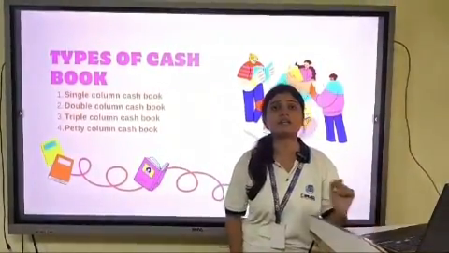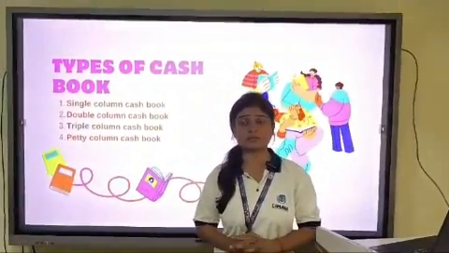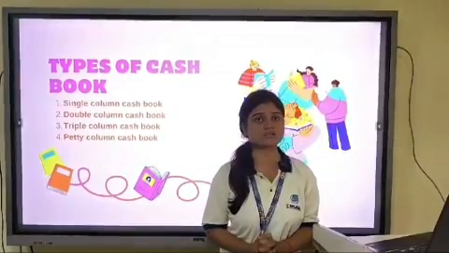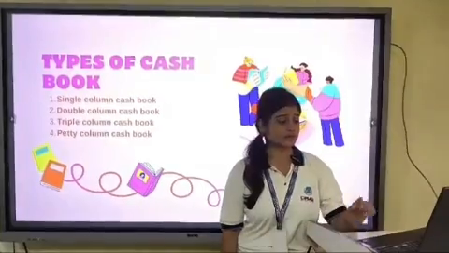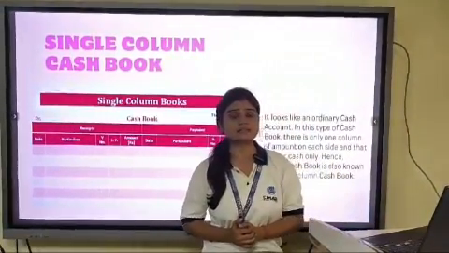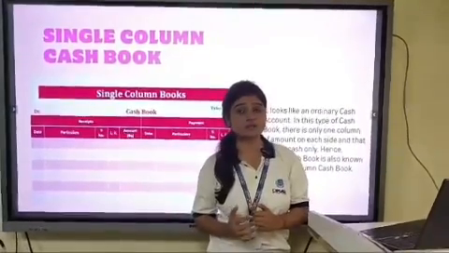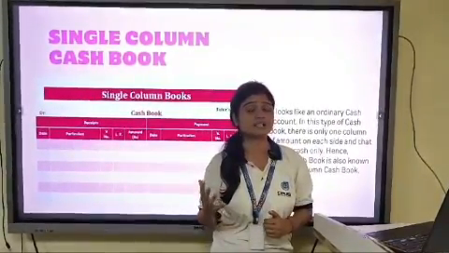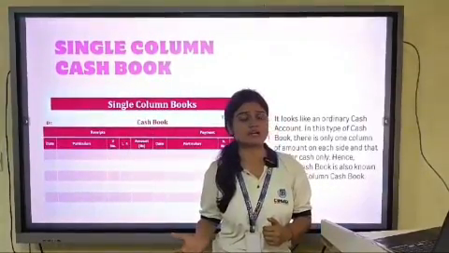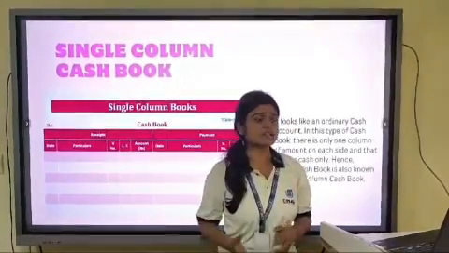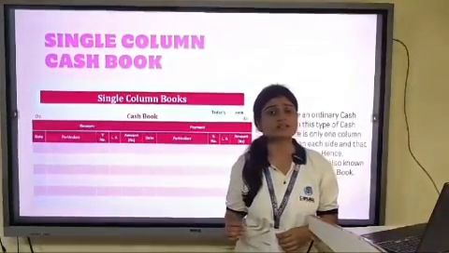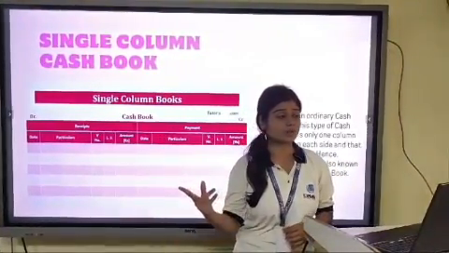So this is the definition of the cash book, and now I am going to discuss the types of the cash book. The most important types are single column cash book, double column cash book, triple column cash book, and petty cash book. Now, what is the single column cash book? A single column cash book is generally maintained by those firms or organizations who don't deal with bank transactions or discount allowed or discount received transactions. It is just like an ordinary cash book, which has only one column of amount.